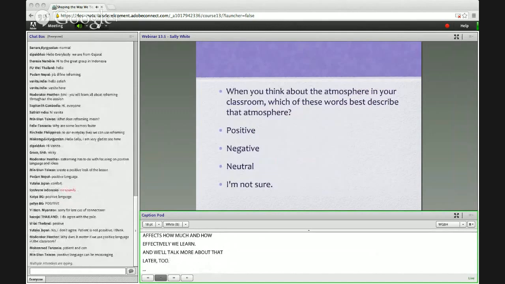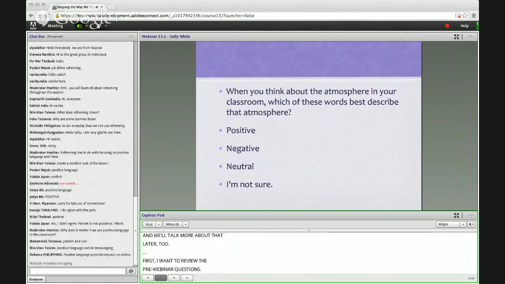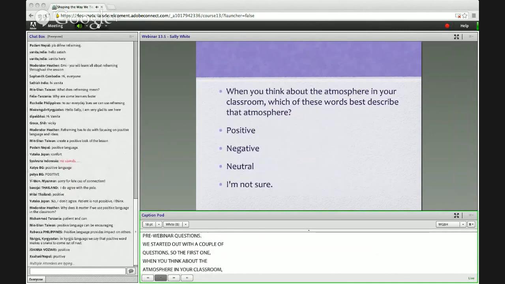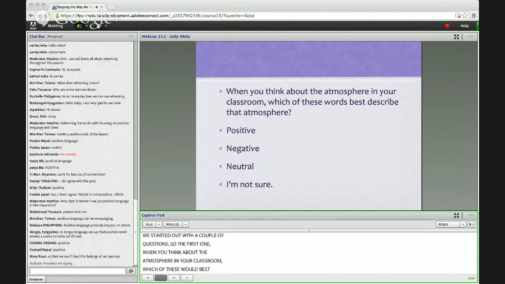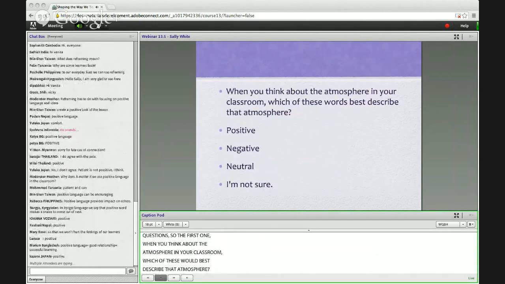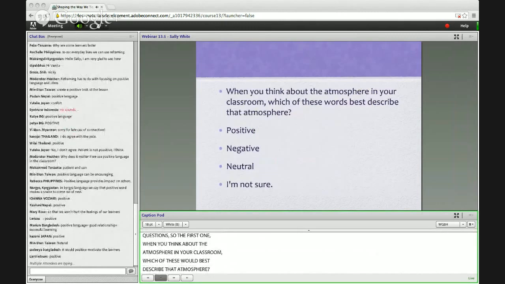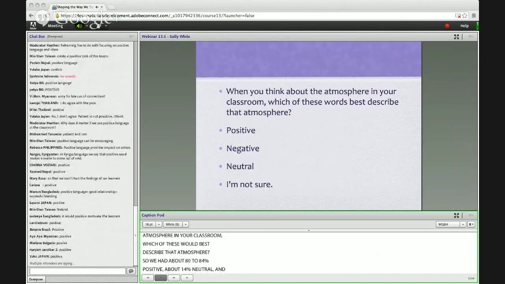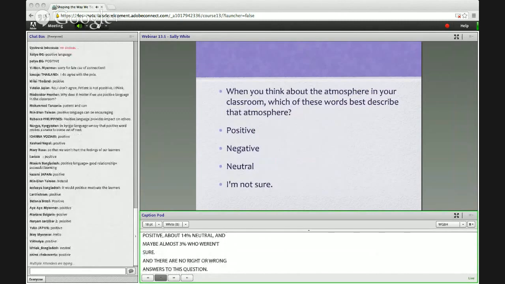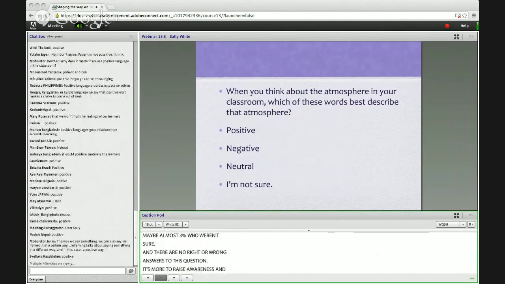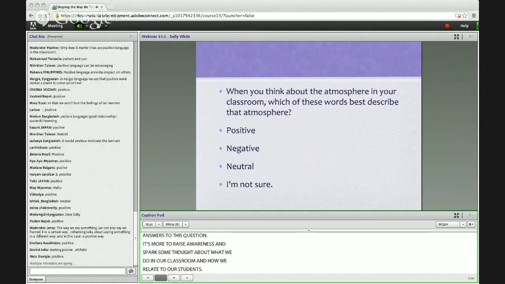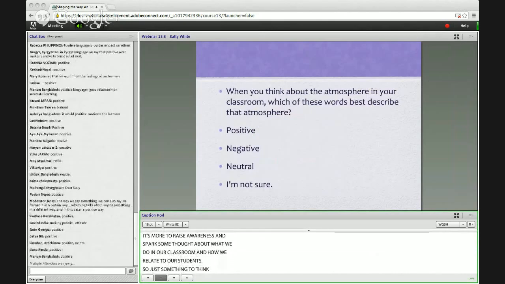We started out with a couple of questions. So the first one, when you think about the atmosphere in your classroom, which of these words best describe that atmosphere? So we had about 83–84% positive, about 14% neutral, and maybe almost 3% who weren't sure. And there are no right or wrong answers to this question. It's more to raise awareness and spark some thought about what we do in our classroom and how we relate to our students. So just something to think about, and then probably by the end of the webinar, this will have more meaning for you.